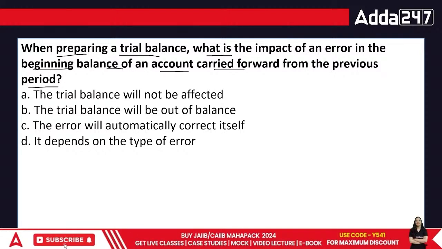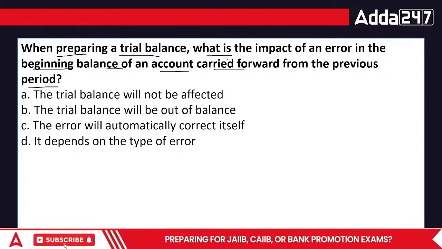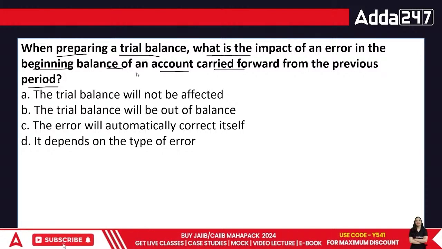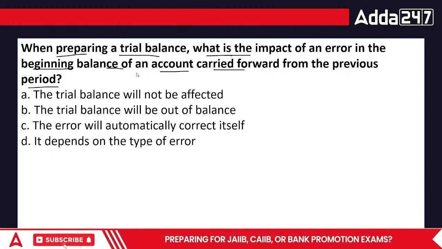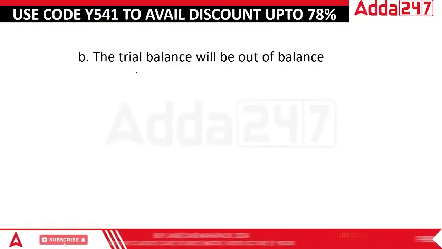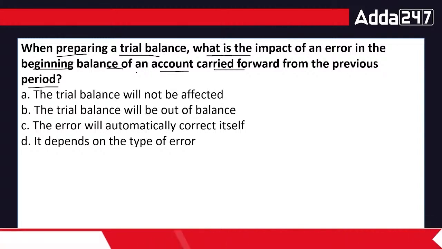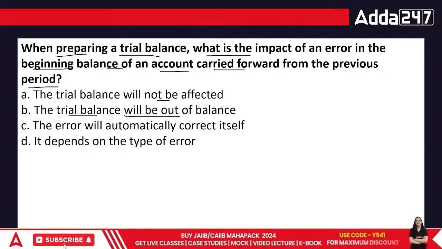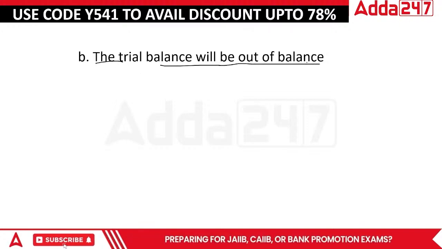Chalo, now let's talk about this. If we talk about the trial balance, what is the impact of an error? If we talk about an error which has happened in the previous year, then in this case your trial balance is definitely not correct. It is out of balance. Why? Because there was an error which is being carried for a longer period. So how do we deal with it? The trial balance will not be affected. The trial balance will be out of balance. The error will be automatically corrected itself, or it depends on the type of error. In this case, the correct answer is the trial balance will be out of balance.